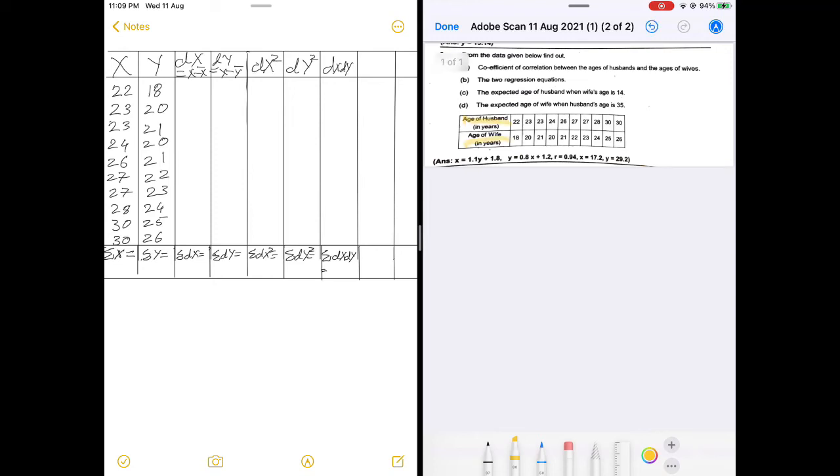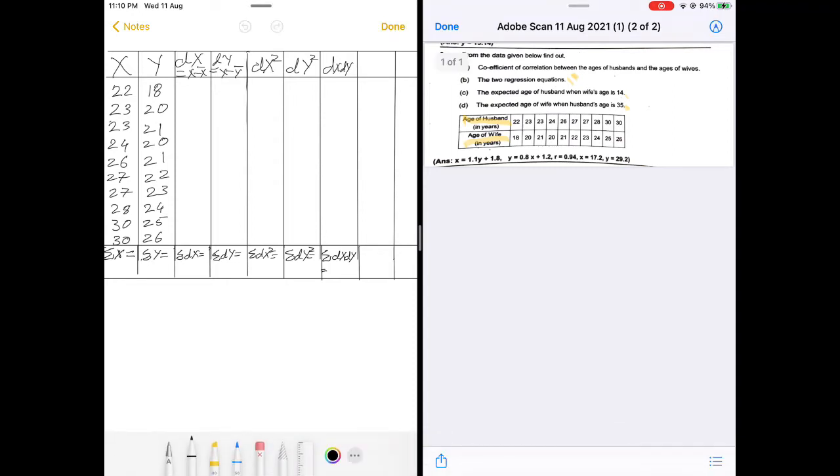In this question, we are asked to find the regression equations of age of husband and age of wife. Then we are asked to find the coefficient of correlation and the expected age of husband when wife's age is given, and expected age of wife when husband's age is given. So we will solve it like a normal regression equation, and then we will answer the questions in terms of the wife's age and husband's age.